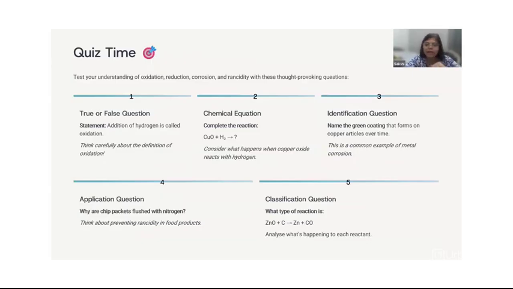And we're back with the quiz time. Okay, so just tell me if it is true or false. Addition of hydrogen, is it called oxidation or is it called reduction? Okay, you need to complete the chemical equation. You need to identify the question: what is the green coating that forms on copper articles over a period of time, right? Okay, why are chips packets flushed with nitrogen? Why not air? You need to tell this. Okay, what type of reaction is this? Is it oxidation? Is it reduction? Is it redox? Okay, you need to answer this to check your level of understanding.